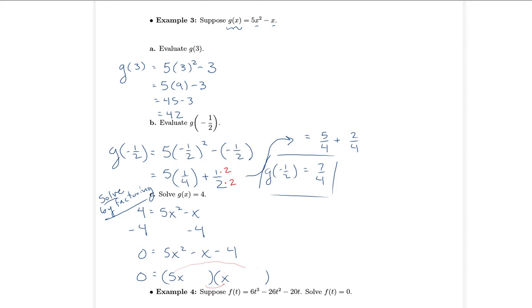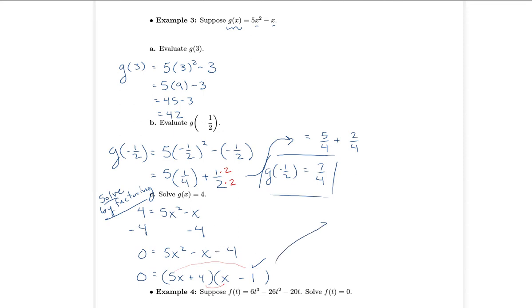So we know that 1 times 4 is going to give me 4 as well. So how about we try +4 and -1. So here I'm going to get a -4. 4 times -1 is -4. 5x times -1 is -5x, plus 4x is -x. So this one works. If I FOIL this thing back out again, I get 5x squared minus x minus 4.